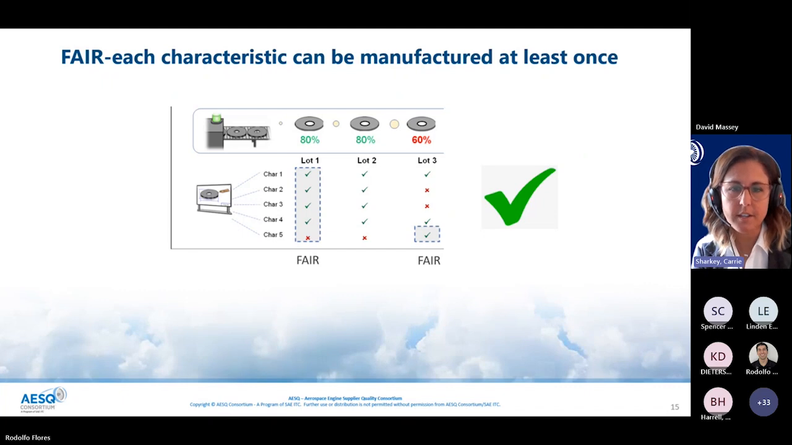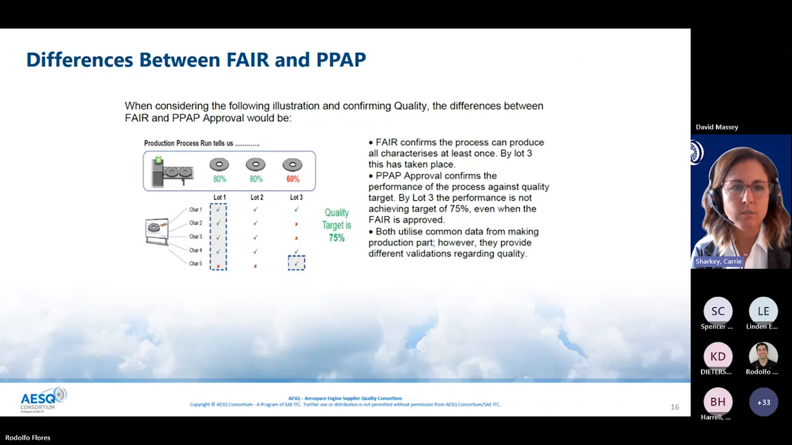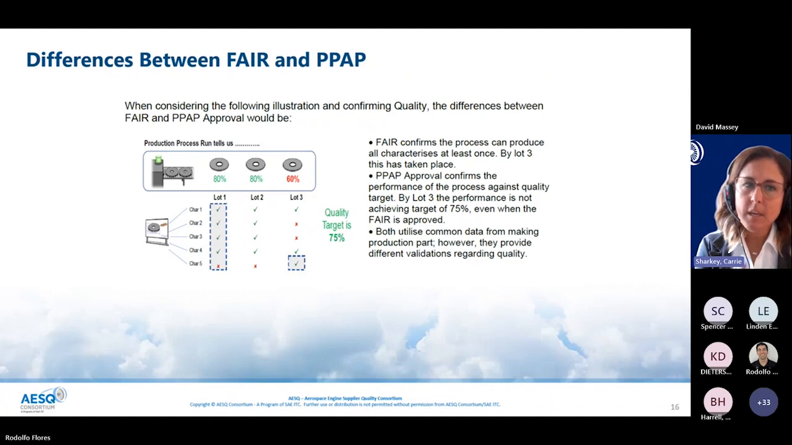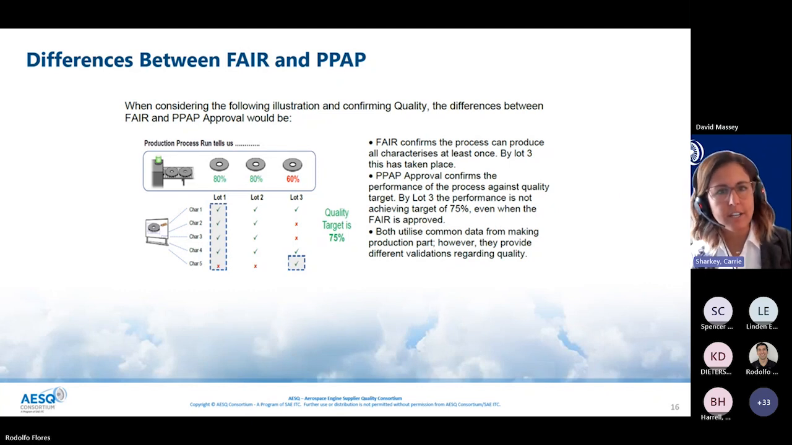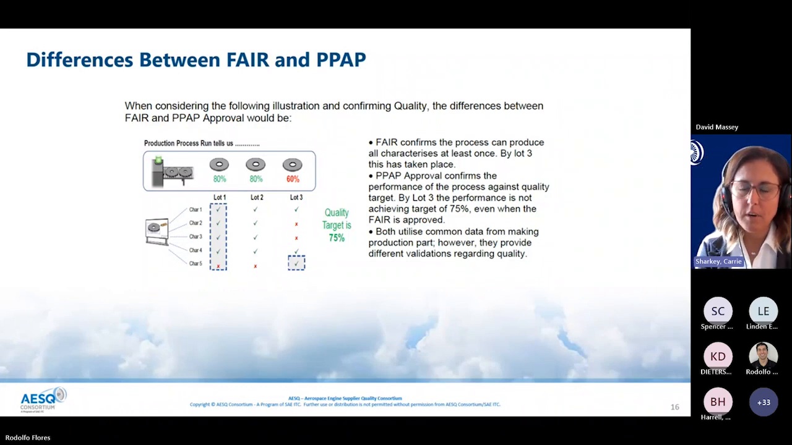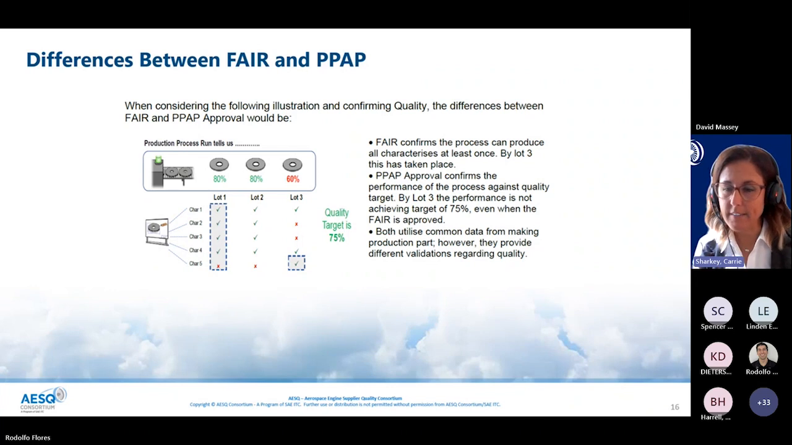So if we go into the next slide, this goes into a little bit more detail around the PPAP versus the FAIR. So for the PPAP, you'll have a quality target that's laid out, right? Your demand target and your quality target are something that's laid out at the very beginning of your whole APQP landscape. So if you think of that slide before at the very beginning, that's where you defined all your requirements. So let's say that your PPAP quality target is 75%. So I want to be at a 75% for my quality target for my PPAP.